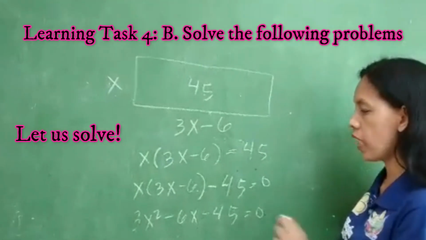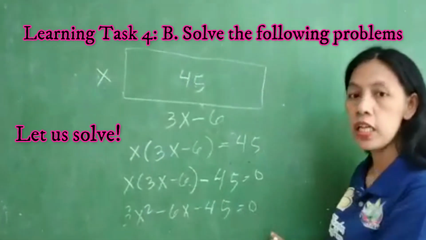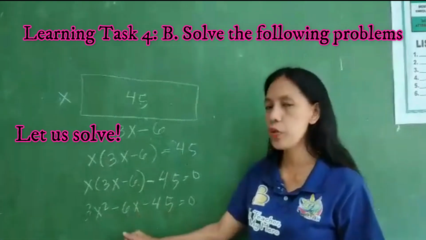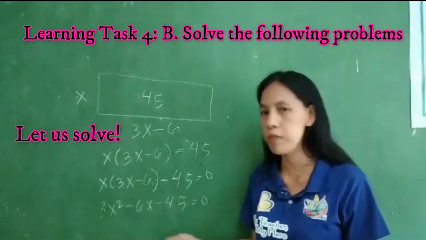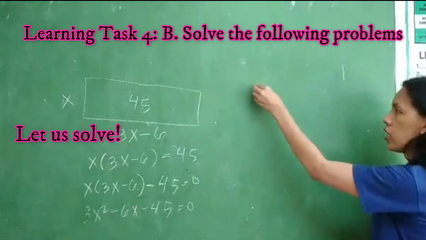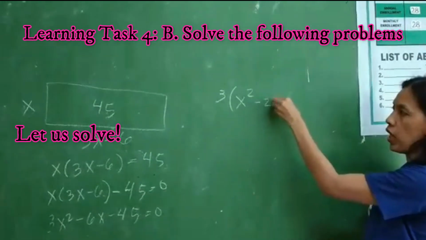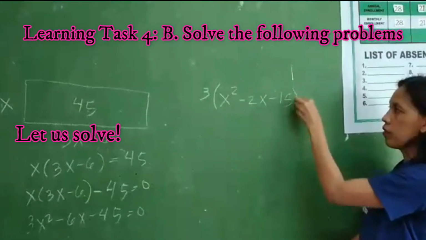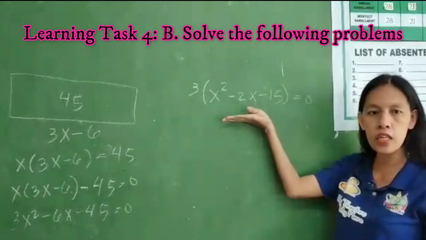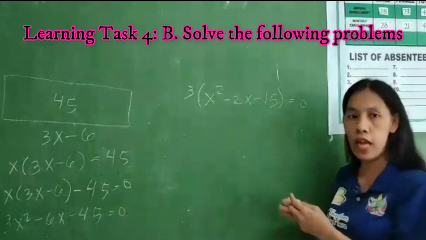As you can see, on the left side we have 3x squared minus 6x minus 45, a quadratic trinomial. So we can now get the factors using the factoring techniques in order to solve this. As you can see, there is a common factor, which is, okay, very good, 3. So factor out 3. The other factor is x squared minus 2x minus 15. After that, what have you noticed about the second factor? Very good. It's still factorable. That is a quadratic trinomial.